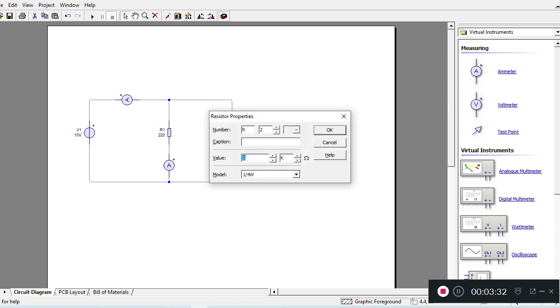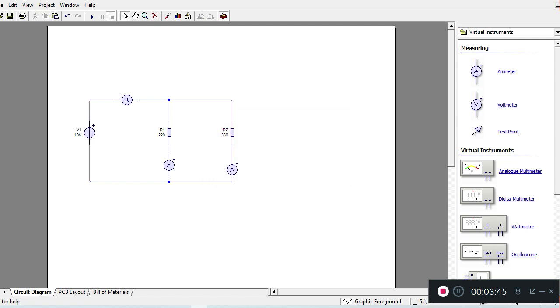And this resistor, I want it to be 330 ohms. 330, you change the K. The K means kilo ohms. I don't want it to be kilo ohms, so I have to change the K to nothing in this box, and then I click enter. So now I have every component that I'm going to need, and my circuit is well constructed. So I'm going to run my circuit to find out the current that I'm going to have.